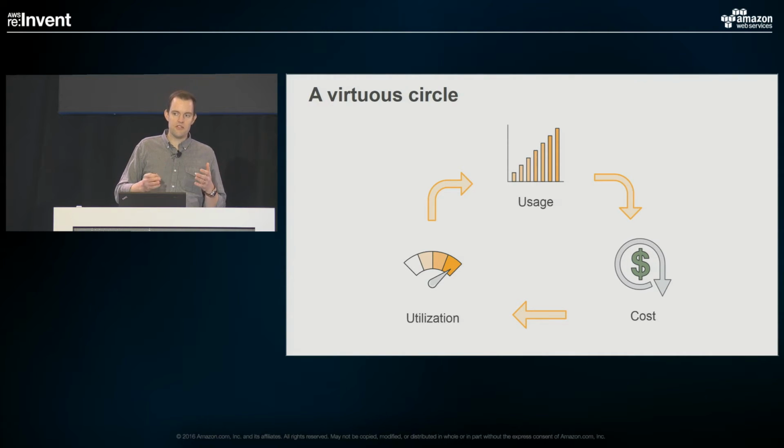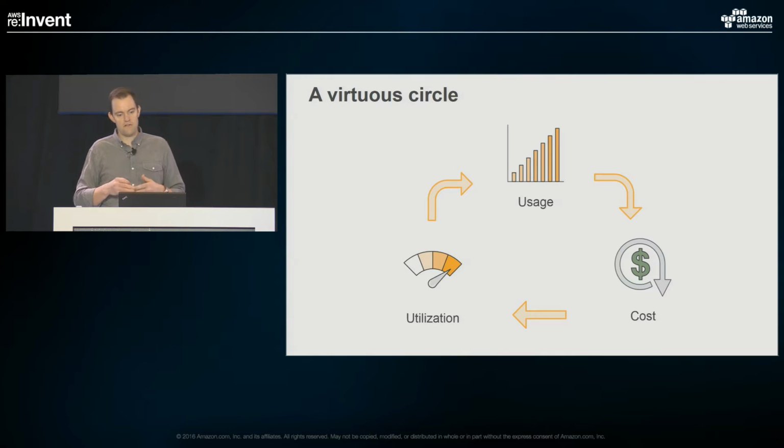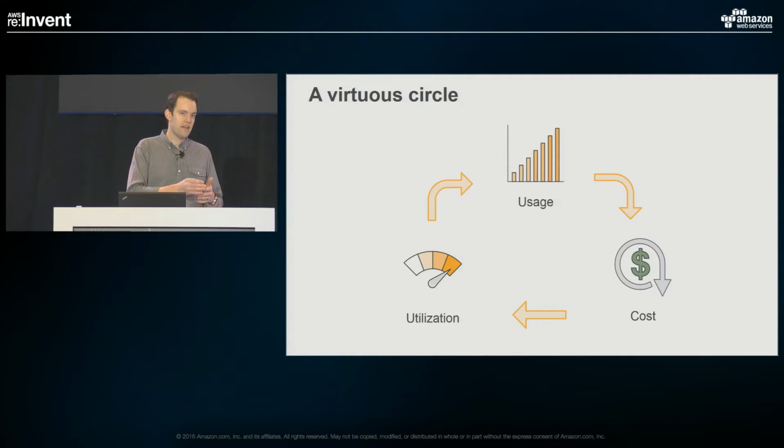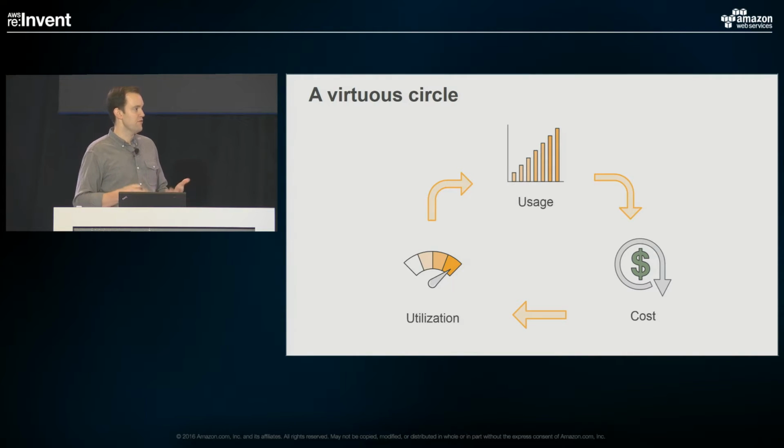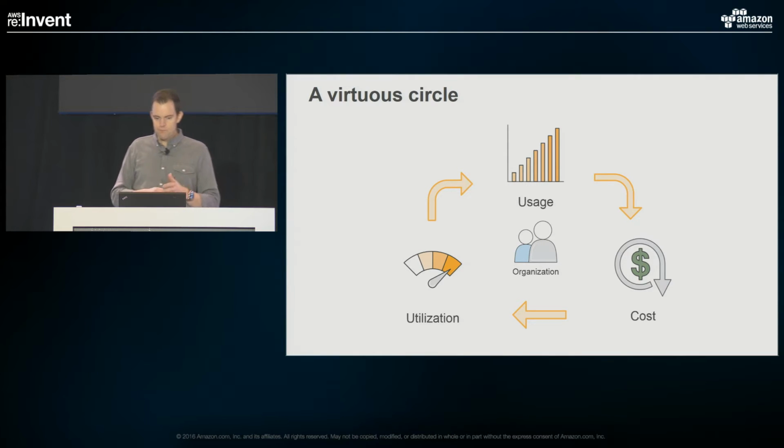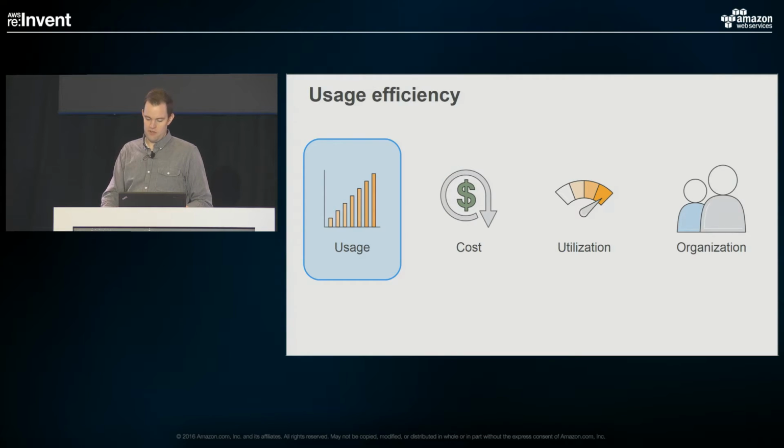So are you usage efficient? If you don't need to use it, you turn it off. But once you decide you need to use it, are you paying the least for it? If you're paying the least for it, are you getting the most out of it, which is utilization? And then if you're not getting anything out of it, or you can do something different with it, that informs usage. In other words, it's a measure of, do I need to use that thing? So it's a virtuous circle. And of course, in the middle is your organization, informing the decisions, helping you move as quickly as you can. So we're going to dive into each of these four areas, starting with usage.